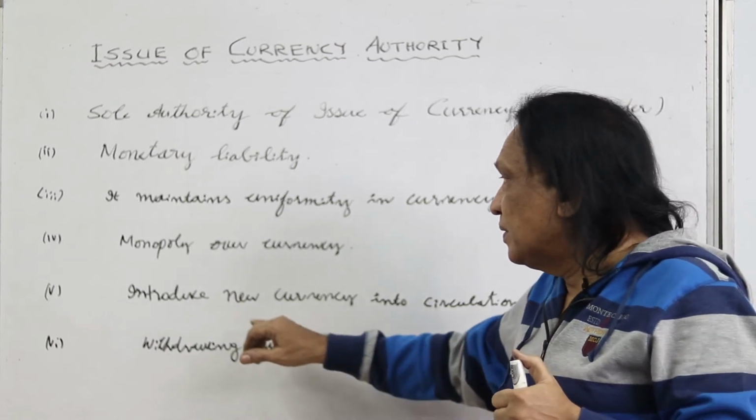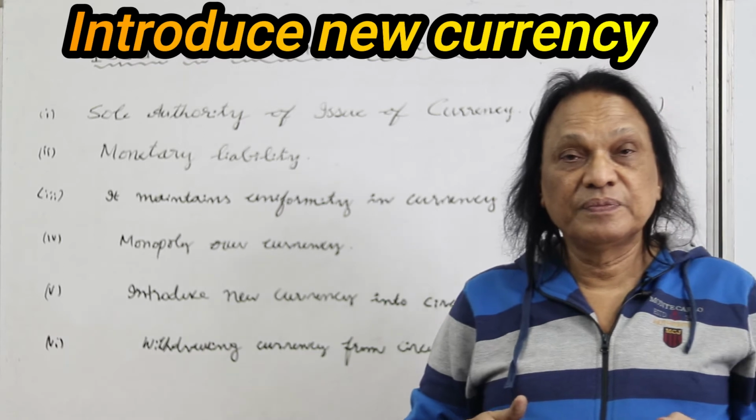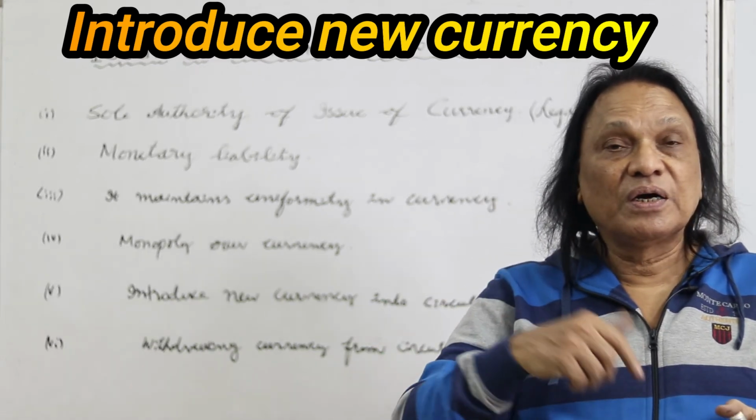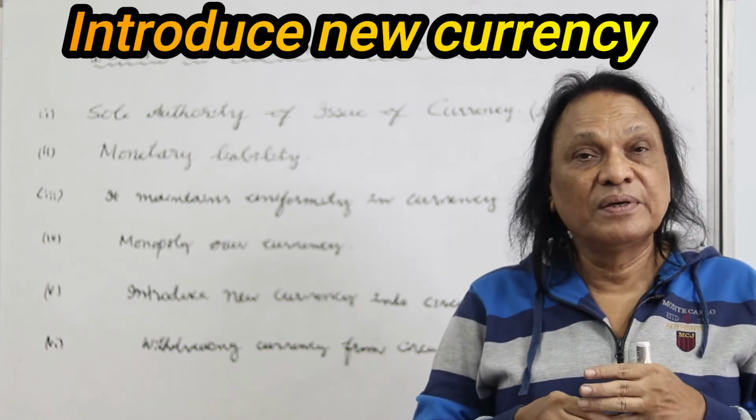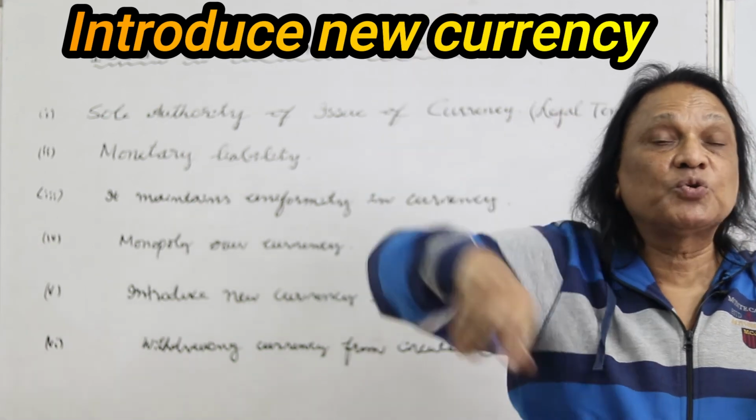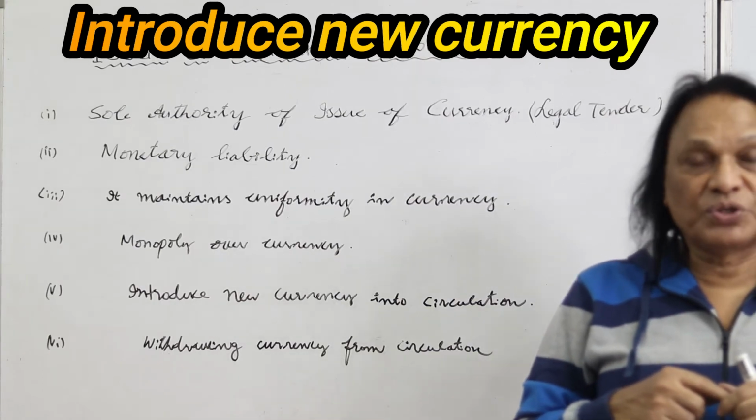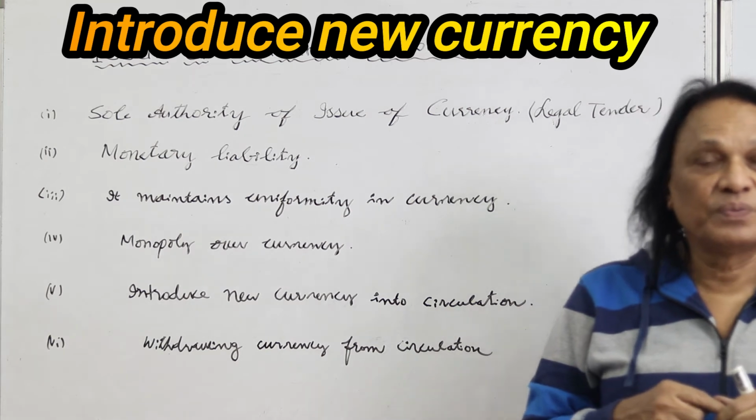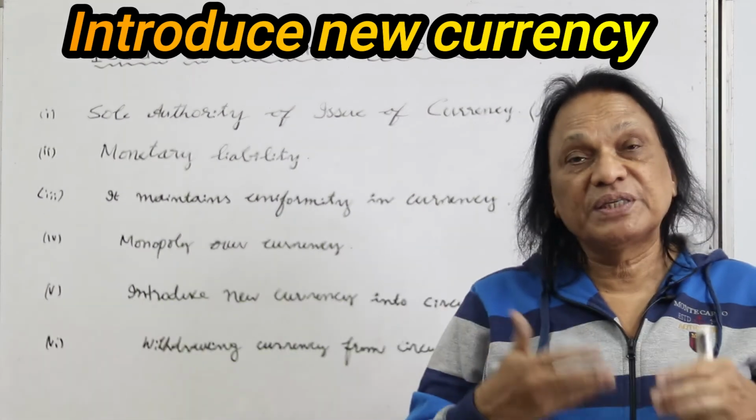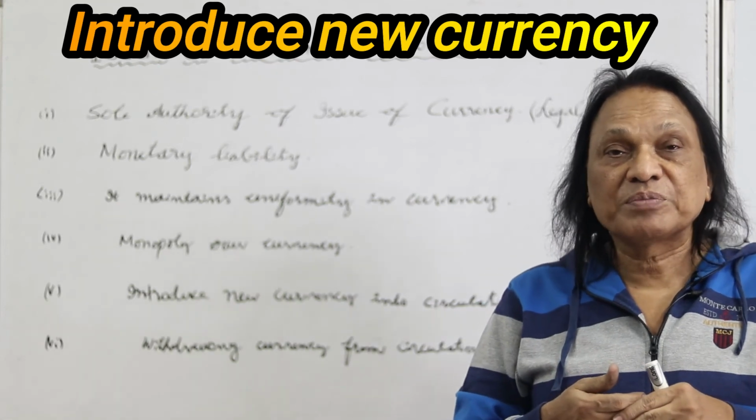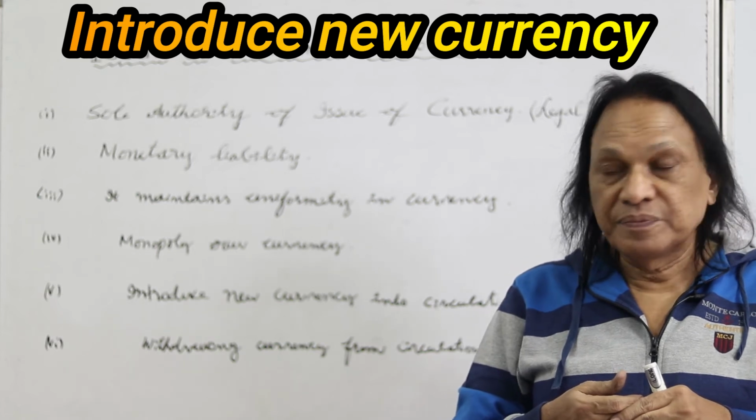And the next point, the central bank has the power to introduce new currency in the economy. Recently you must have seen 2000 rupee notes. Earlier they were not there, maybe some 5-6 years back. So the central bank issued the new currency. They can issue any number of new currency notes. The moment they issue the new currency, it becomes legal tender. It becomes a monetary liability of the central bank, and automatically people have to accept it.